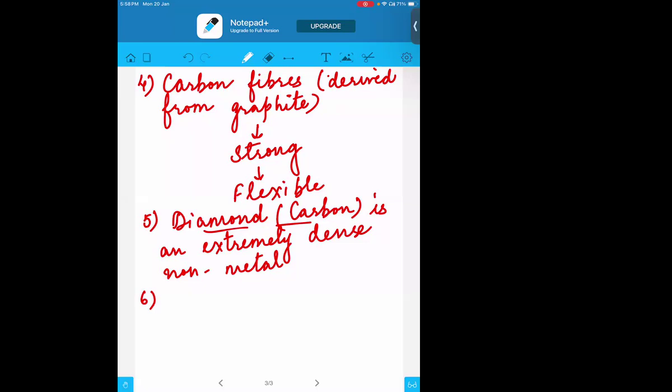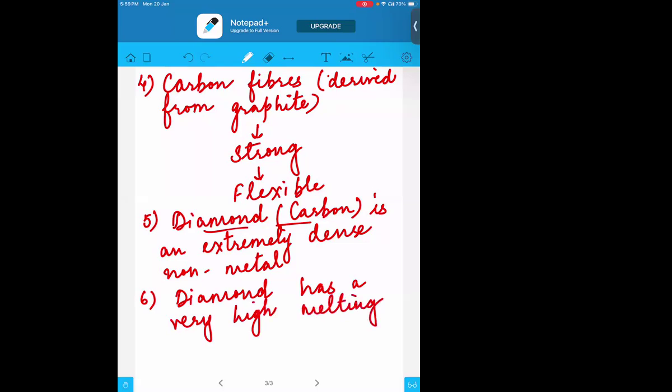Then the sixth point: non-metals have a low melting point and a low boiling point. But diamond is a non-metal which has a very high melting point. Almost a very high melting point they have.